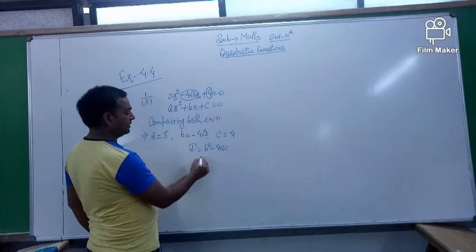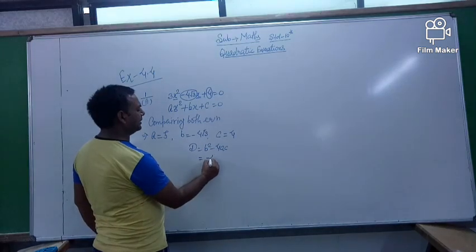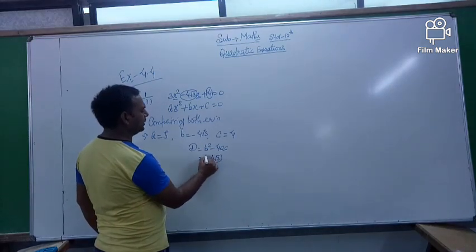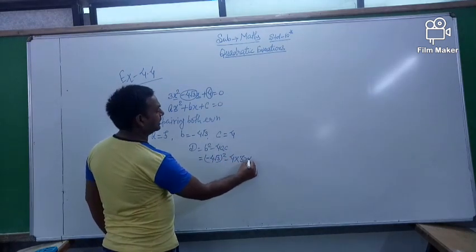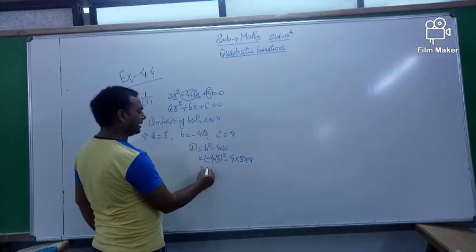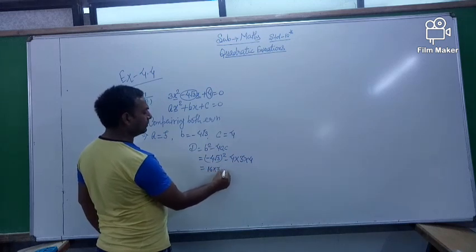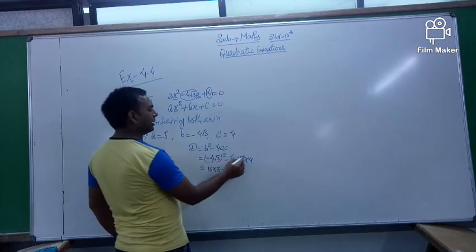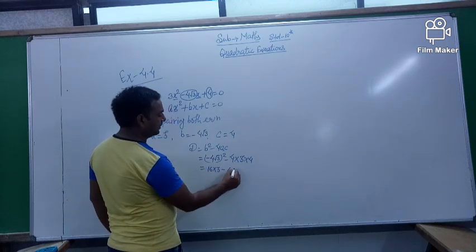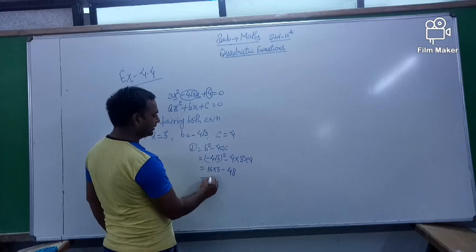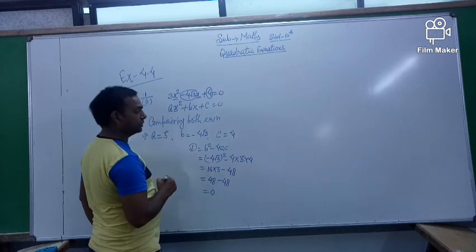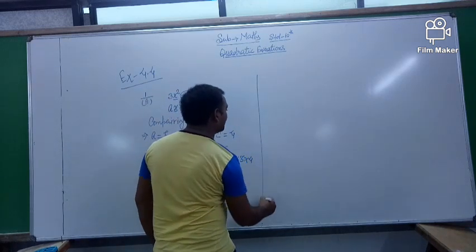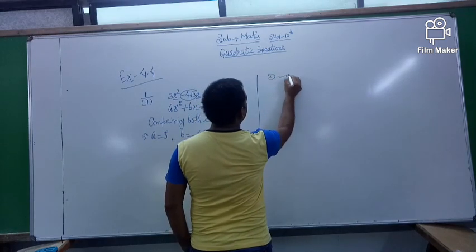This is known as the discriminant. So D is b square, that is minus 4 root 3 whole square, minus 4 times the value of a, that is 3, and the value of c, that is 4. So square of minus is a plus, 4 square is 16 into 3 is 48, and minus 4 into 3 into 4 is 48. So 48 minus 48 is equal to 0. Here you can say that D is equal to 0.